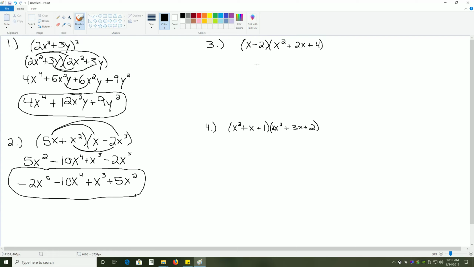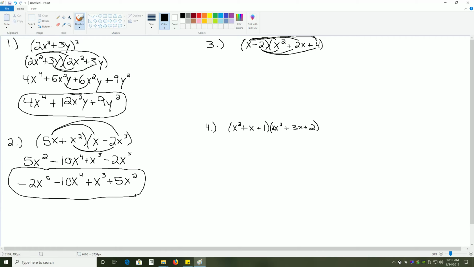Now we'll move on to the third problem. x minus 2 times x squared plus 2x plus 4. Just like before, we're going to distribute our first term to everything that's being added and subtracted, and then we're going to distribute our second term.